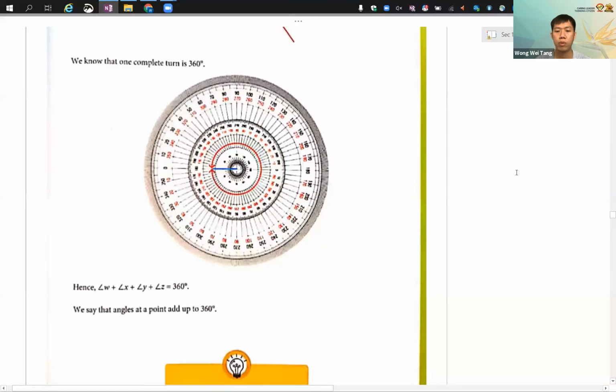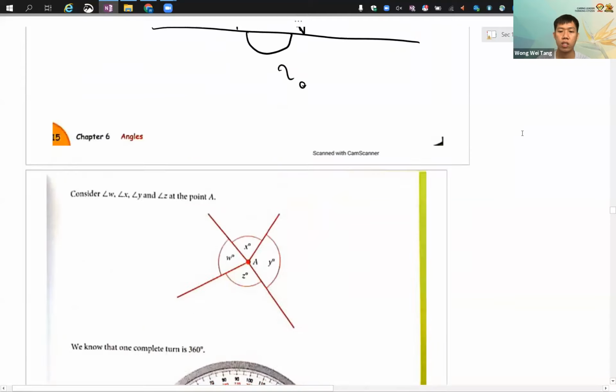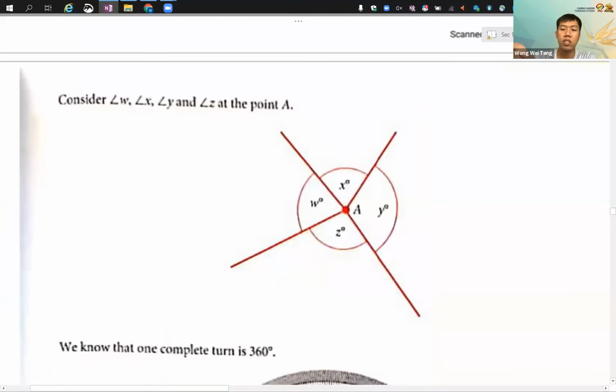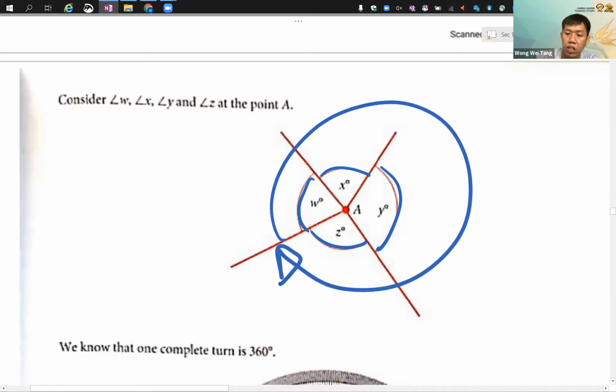Now that brings us to the next part. In our next page of the textbook, we see that angles at a point, when you have all these different angles, angle X plus angle Y plus angle Z plus angle W, although you don't see any continuous one straight line, they are made of 4 different lines. We know that they are all going to add up to be 360 degrees.